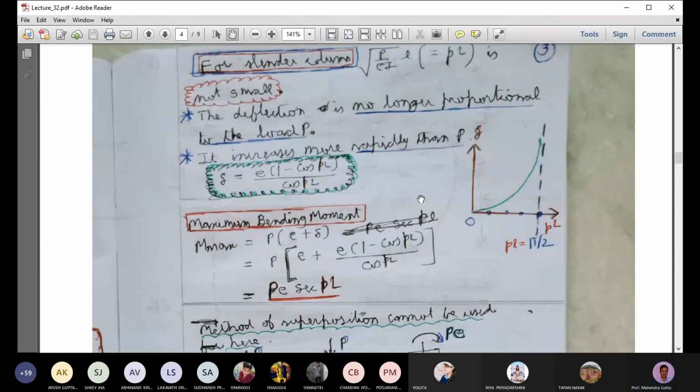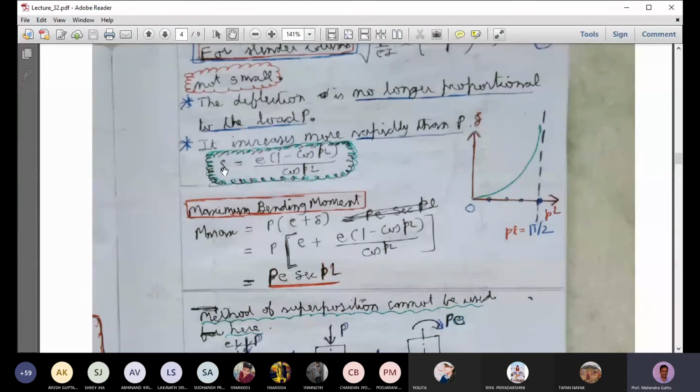So we can plot the deflection delta as a function of small PL. That plot is shown here. On the x-axis we have small PL, and on the y-axis we have our delta. We can assume some eccentricity e, say e is equal to 1. That is fine, and we get the curve. The plot is shown by the green color.